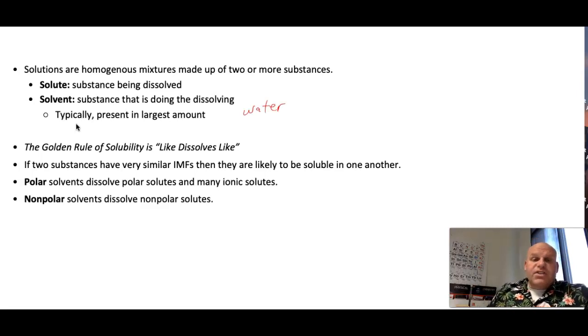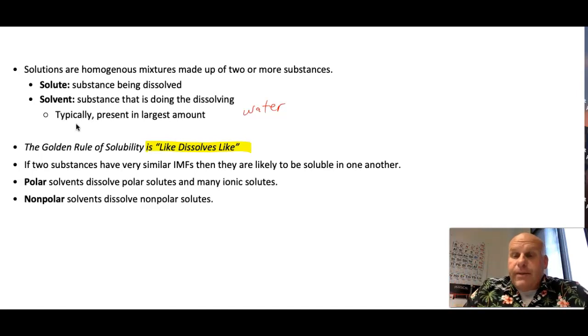With regards to solubility, there's an important phrase to keep in mind. We'll have lots of questions along these lines: like dissolves like. Whether we're talking about the types of IMFs, the molecular forces present in two substances, and are they likely soluble in one another? When we talk about solubility, we talk about a solute being soluble in the solvent. So it isn't universal. Different solvents have different effects on the solubility of different solutes. So you have to reference both aspects of the solution.